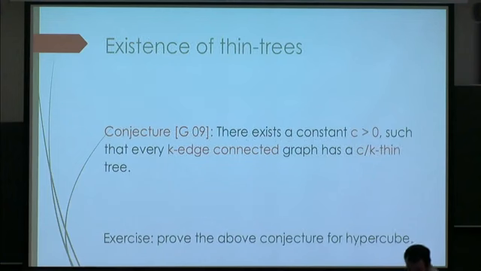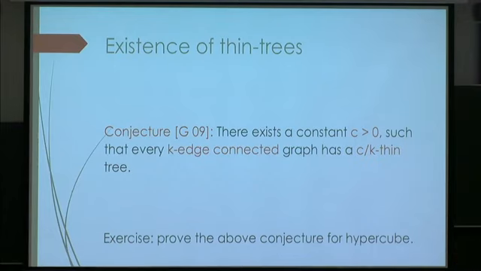And then Louis Godin came up with this conjecture that there exists a constant c bigger than 0 such that every k-edge-connected graph has a c over k thin tree. So if you have a k-edge-connected graph, across any cut you have at least k edges, and no more than c over k of those edges belong to the spanning tree. Right, so you need the k-edge connectivity, because you need at least k edges across the cut. So c is at least 1.